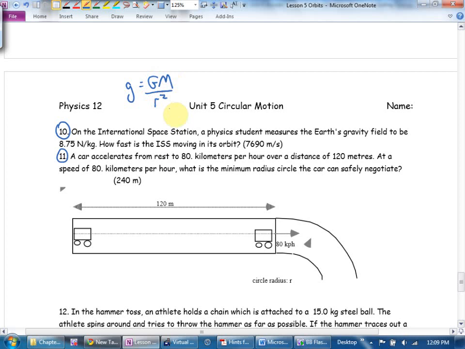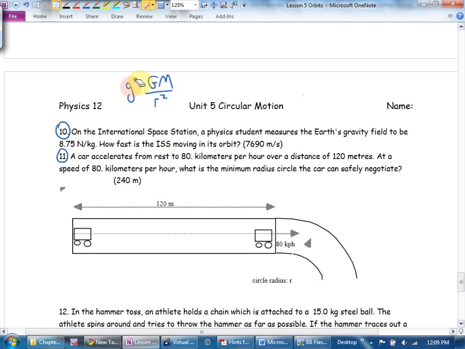Where'd that come from? We did it in the lesson. It comes from the idea that if big G, big M, little m over R squared also equals mg, and if we cancel out both masses, we're ending up with gravitational field is big G, big M over R squared. That's how we calculate it. We know the answer on Earth. What's the gravitational field strength on Earth? 9.8. What it's saying is, if it's 8.75, how fast are you moving?